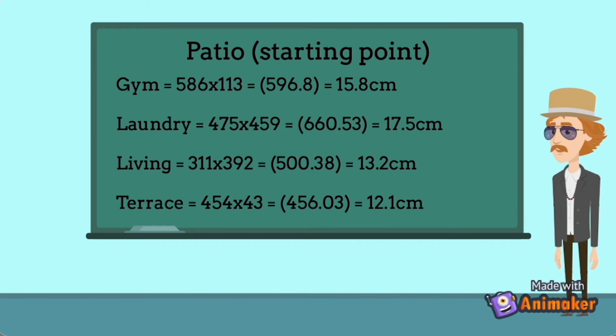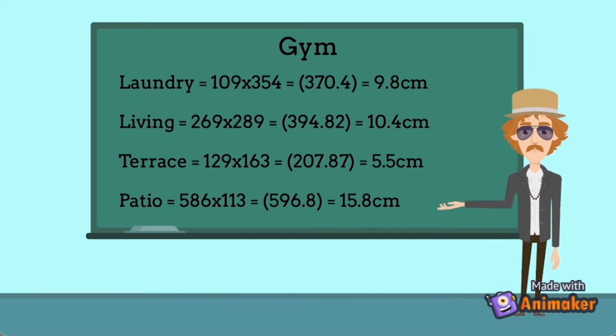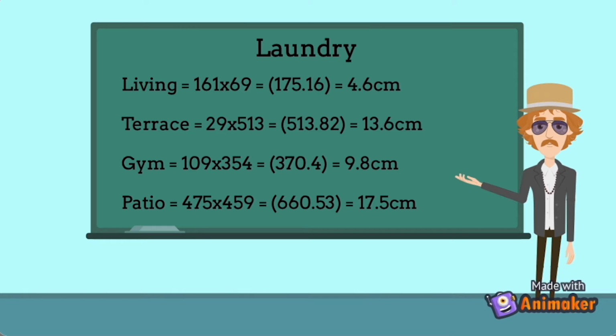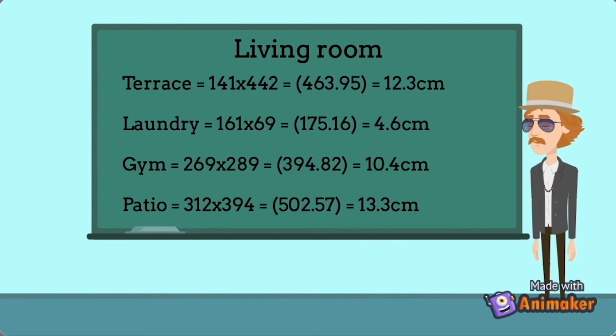From then on, we're going to have to convert it from pixels into cm. We use an online converter, but the fixed conversion is 1 cm equals 38 pixels. For the gym, we do the same process. We substitute it into the formula for Pythagoras theorem and we convert it. We get 9.8 from the gym to the laundry and so on. So we repeat this process for the laundry, living, terrace.